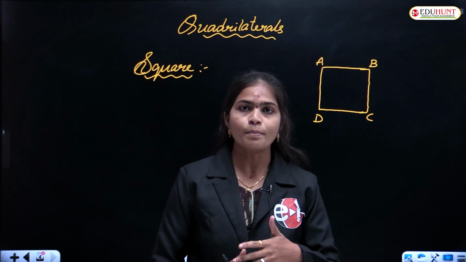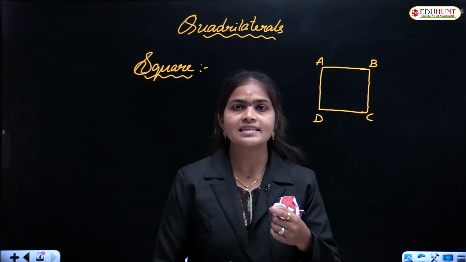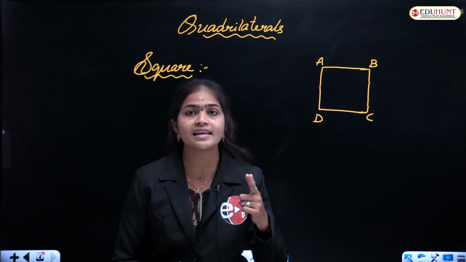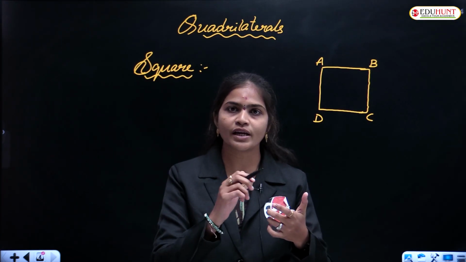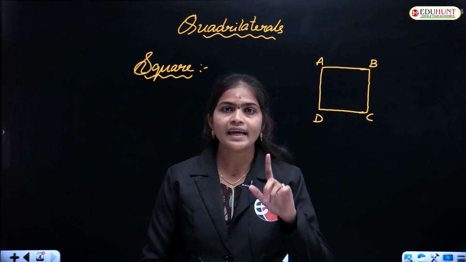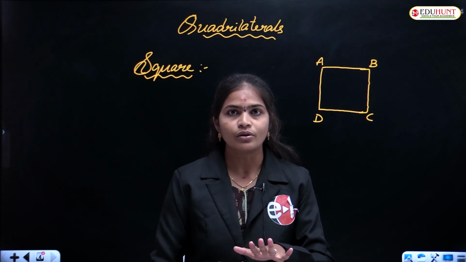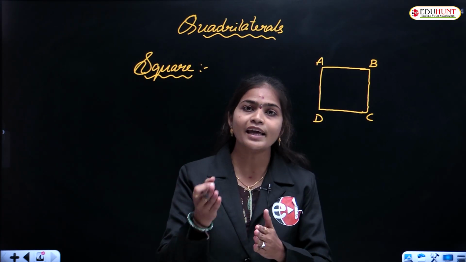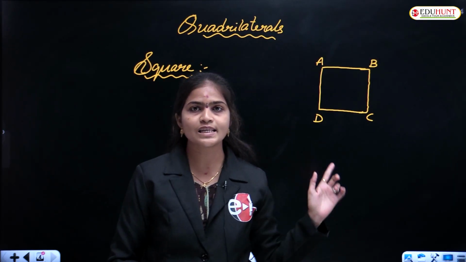Okay. And from the rhombus also we can say that in a rhombus, each interior angle is equal to 90 degrees. Why? Because in a rhombus all sides are of equal length, and we know that in a square also all sides are of equal length. But in a rhombus, not all angles are equal, and all angles are not equal to 90 degrees. So that's why if in a rhombus each angle is equal to 90 degrees, then it is called a square.